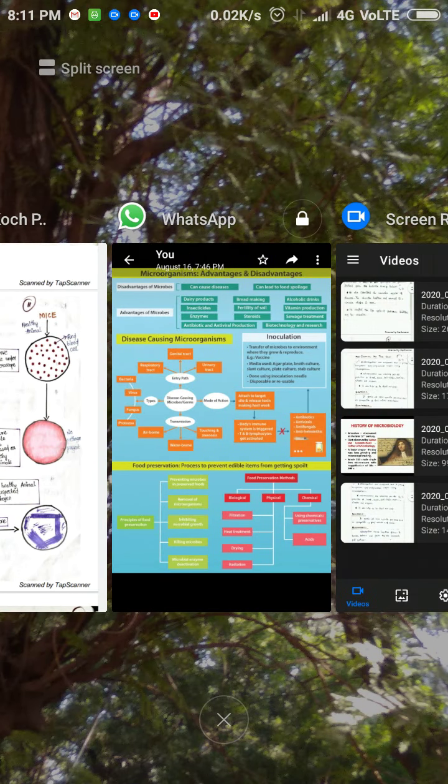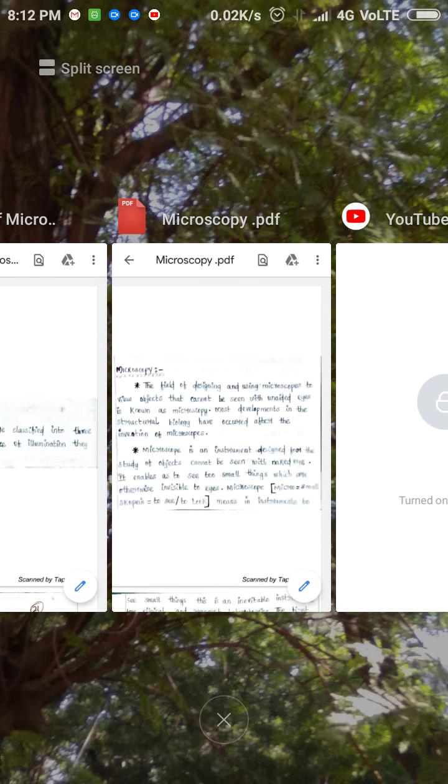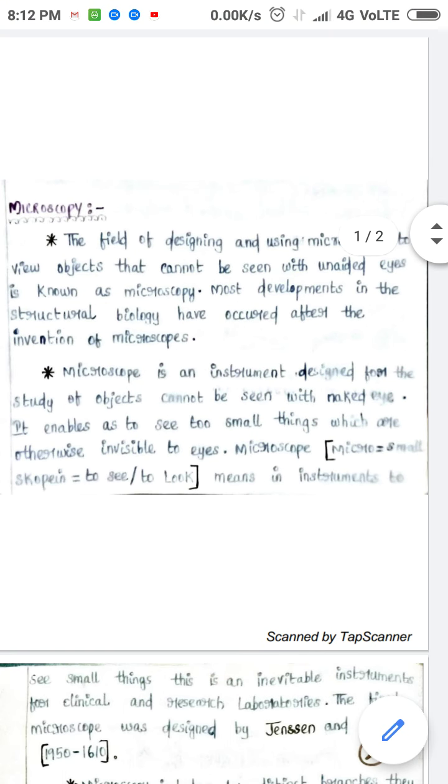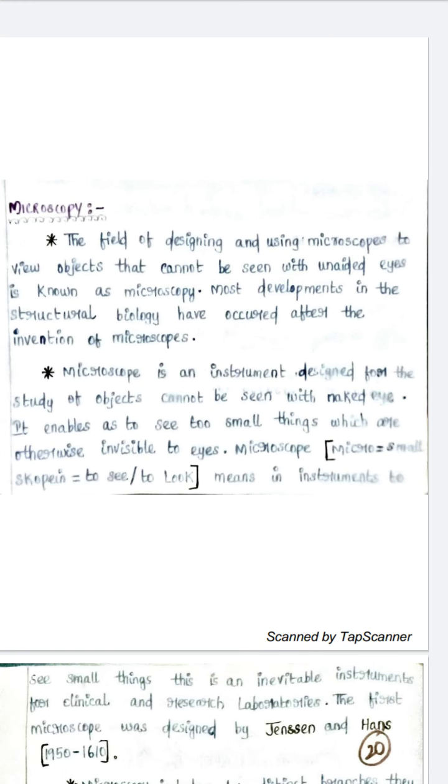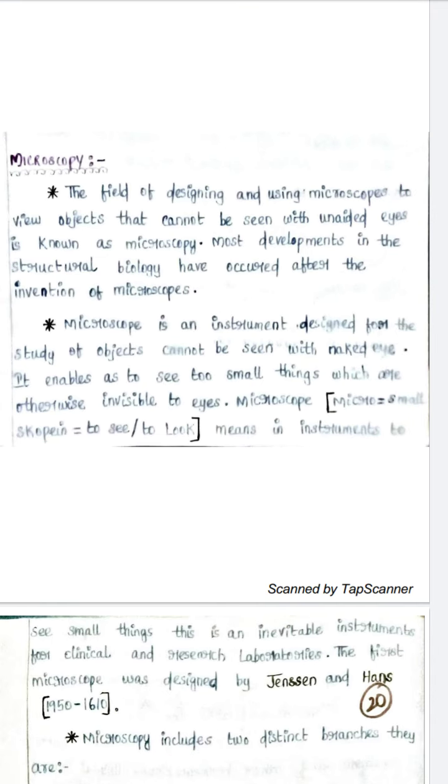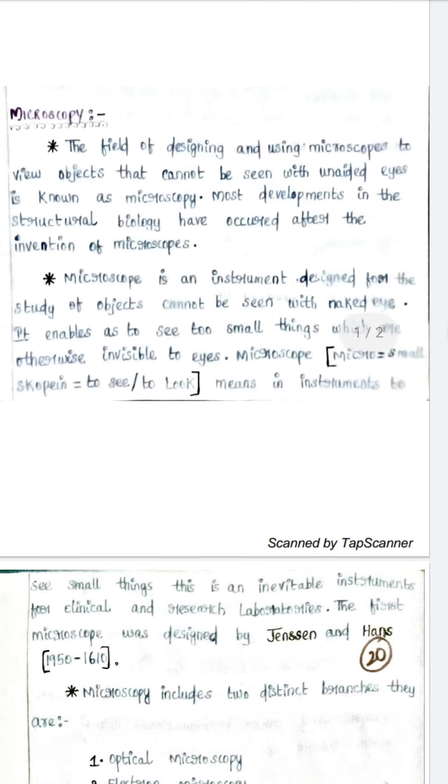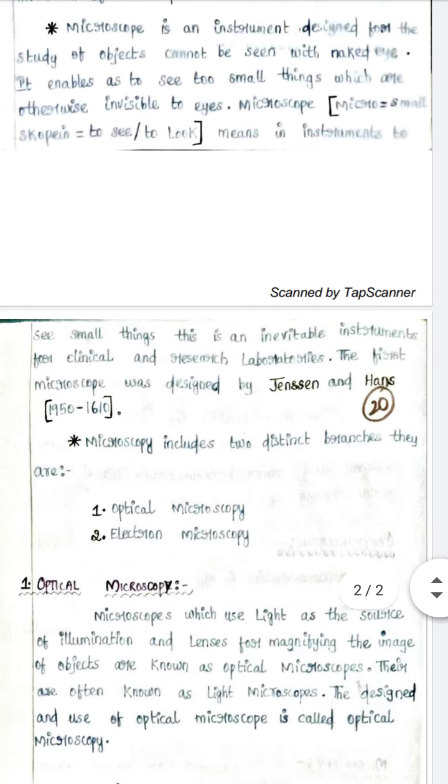Now let's discuss the microscope. What is a microscope? It is an instrument designed for the study of objects which cannot be seen by the naked eye. It enables us to see small things which are invisible to the eyes. Micro means small, scoping means to see or to look. It was designed by Jansen and Hans around 1590 to 1610.